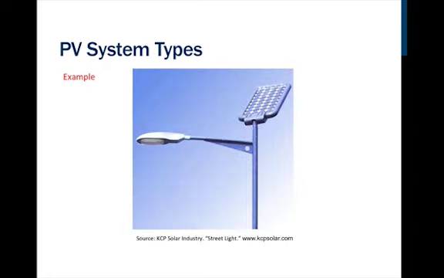Here's an example of another standalone system. Here we have a PV panel powering up a battery, which is powering up an LED street lamp. These are becoming more popular for lighting remote areas and parking lots or trails or what have you. It's easier to put up one of these types of systems than to bury an underground line from a distant source to power up this street light. So these are becoming more popular. Crosswalk signs, stoplight signs, things like that are also standalone systems.